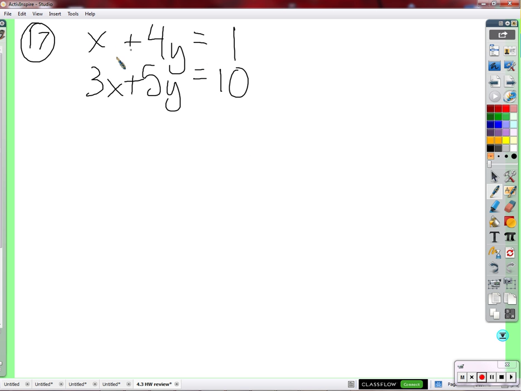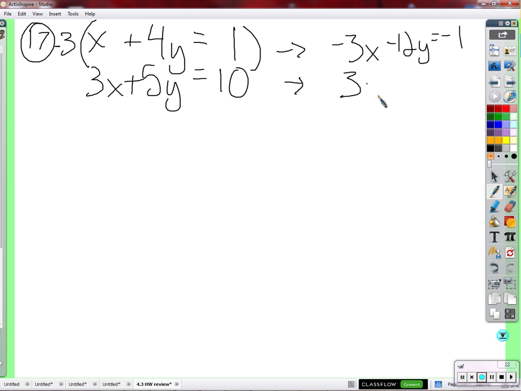Multiply this one by 3? Oh, wouldn't it be negative 3? Because if you did negative 3. Negative 3. Minus 12y equals negative 1. And then nothing needs to be done to the second one. So 5y, since x cancels out each other. Oh, what's that? Negative 3.